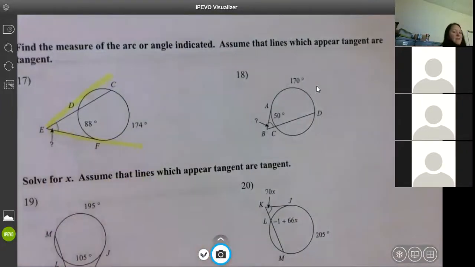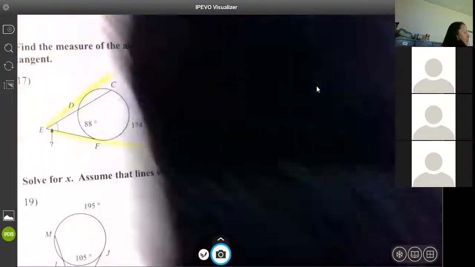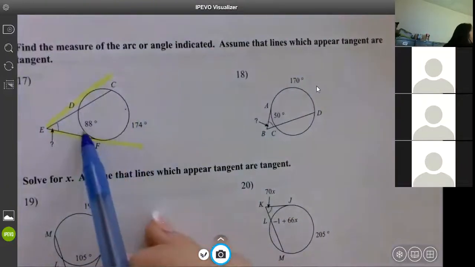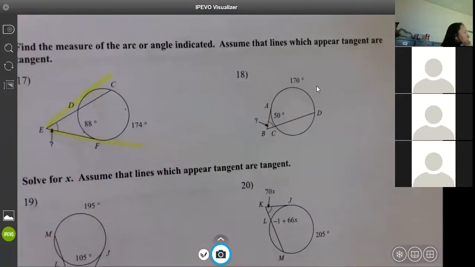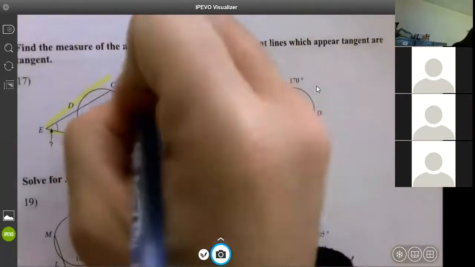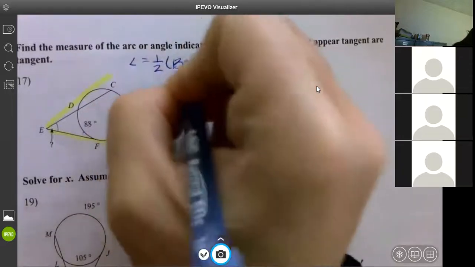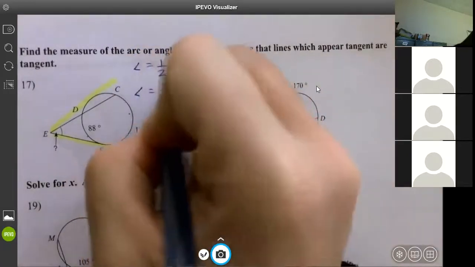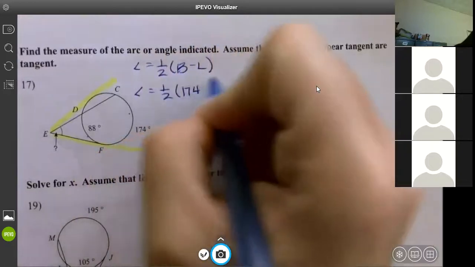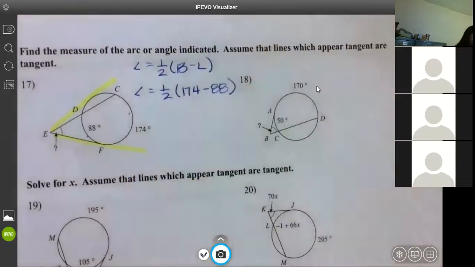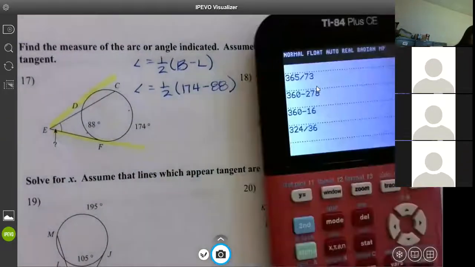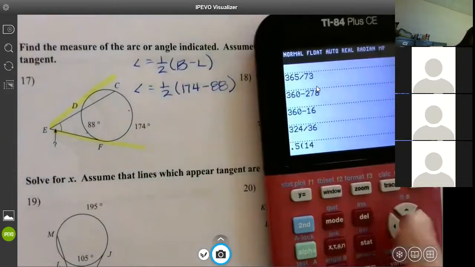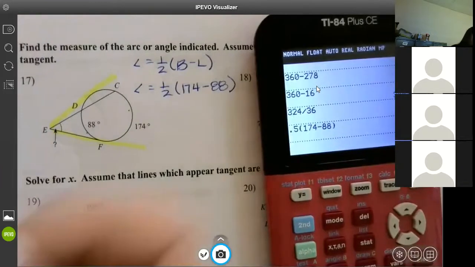Those angles. It's the same formula. So how many arcs are inside? There are two, so we have to find the difference. So one arc is just half the arc. If there's two arcs inside, it's the difference of the two arcs. So this one is going to be angle equals half big minus little. So we're going back to that. We don't know our angle. We know our big is 174. Our little is 88. And then we just put that in our calculator. So 0.5, 174 minus 88 gives us 43.